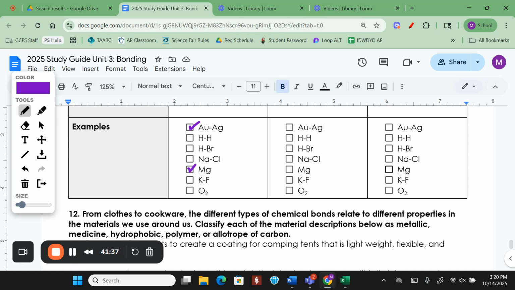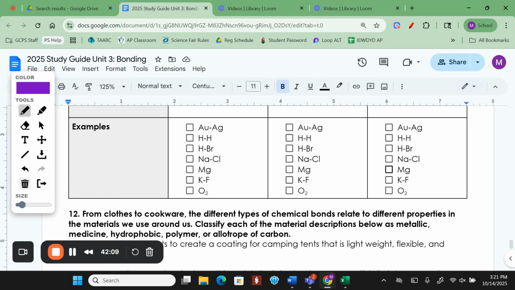Covalent bonds can be anything that are two nonmetals joined together, whether they are different or the same. In this case, it would be H2, HBr, and O2. Each of these are going to be an example of two nonmetals bonded together. Last but certainly not least is going to be our ionic friends. So they're going to be a metal and a nonmetal together, which would be something like NaCl and KF.